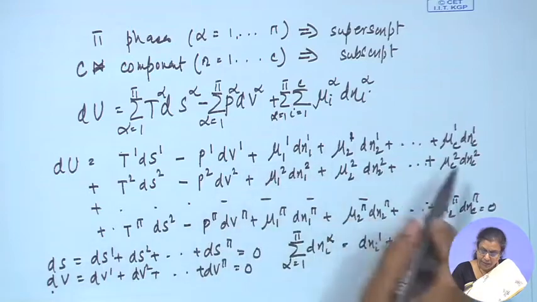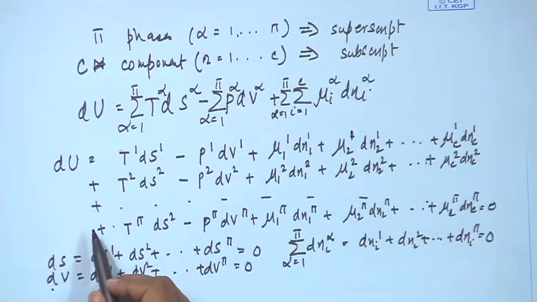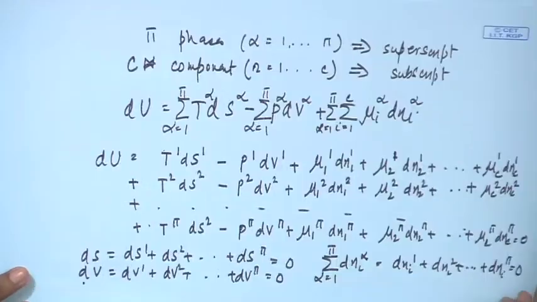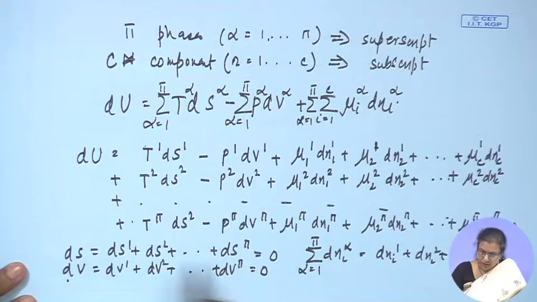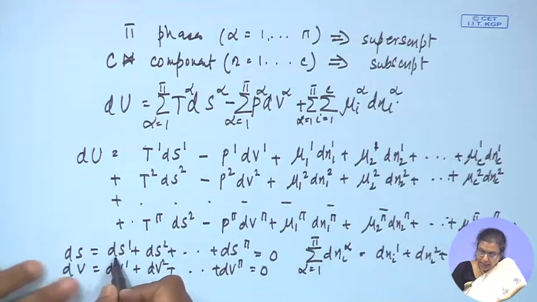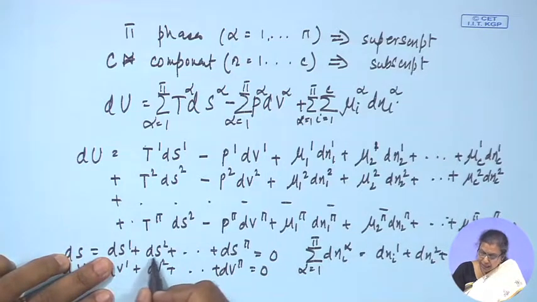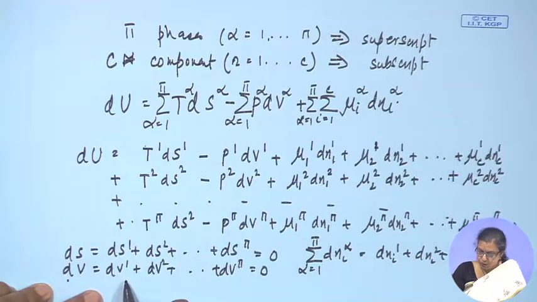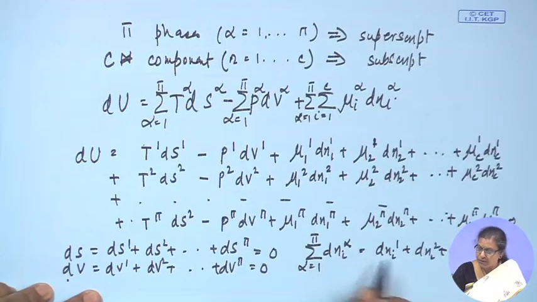So now I should be in a position to express the entire equation of dU in terms of a lesser number of variables. Here the number of variables, as I have mentioned, is pi into C plus 2. I should be in a position to eliminate C plus 2 variables from here. How can I do this? I know this particular equation. So instead of dS1, can I not substitute it with minus of dS2 plus so on to dS pi? Same thing, can I not do it with dV, and same thing, can I not do it with dni alpha?